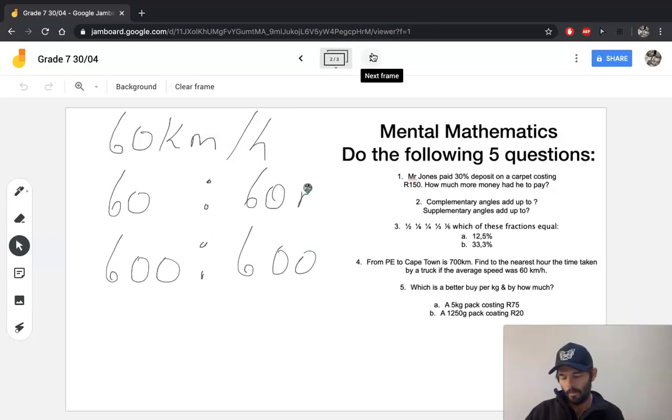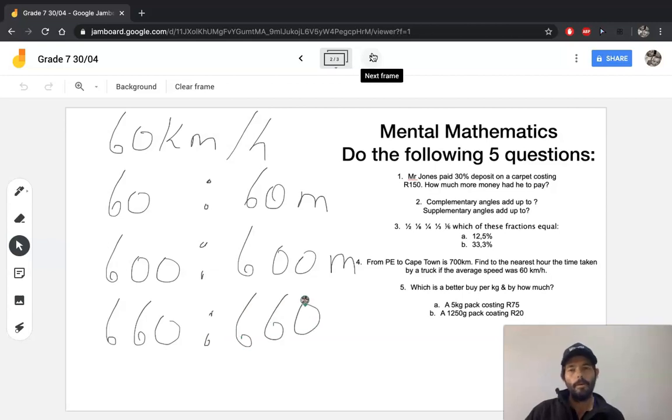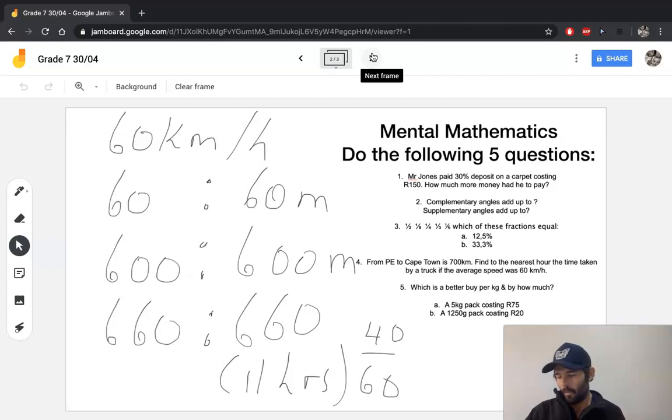Let's put an M there for minutes. So then I know that 660 kilometers will be 660 minutes. How long is 660 minutes? That's 11 hours. There are 40 minutes left over, so that's 40 minutes over 60 minutes. And the question says the nearest hour. So it's over 11.5 hours, therefore I'm looking at 12 hours traveling time.